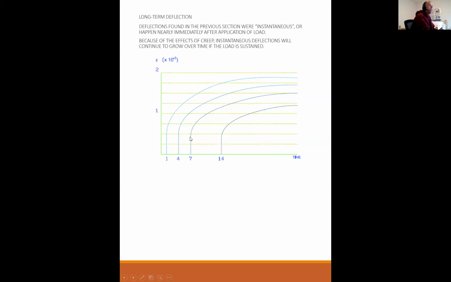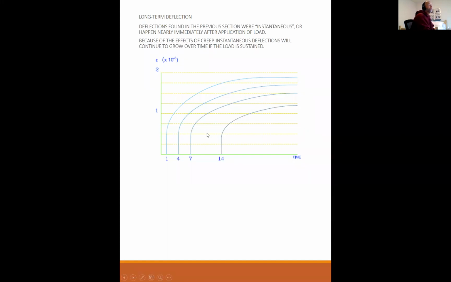So it immediately strains due to the load, but because squeezing concrete is actually squeezing water out of concrete, you get a continued strain, an increase in strain over time. And that increase in strain is much more severe the younger the concrete is, because the younger the concrete is, the more water it still has in its matrix.